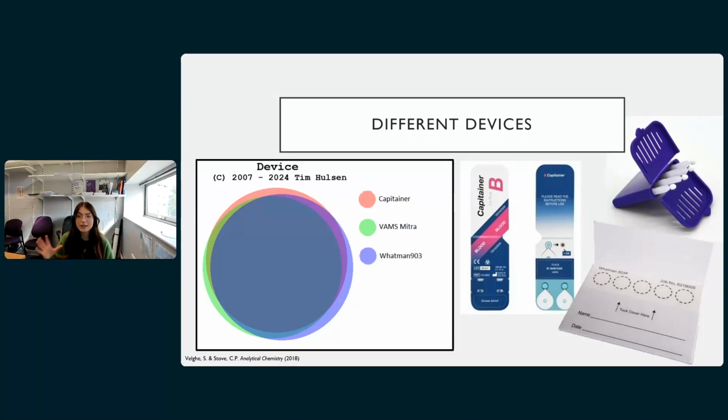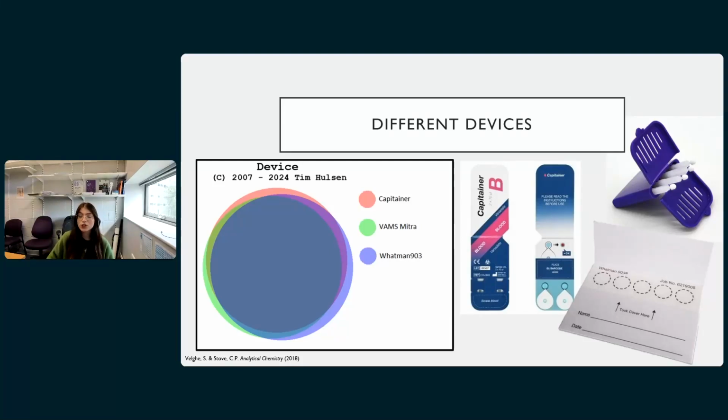So I decided to compare the Whatman 903 being the most commonly used standard filter paper used with two of the biggest dry blood spot devices named in the field, the Capitainer B10s and the Neoteryx VAMS micro devices. Now, again, as I mentioned previously, I used 10 microliters across the board. And I actually found that there was very minimal difference, as you can see by the Venn diagram on the screen, between the identified proteomes using any of the devices. There was minimal difference in protein identifications. I think the largest difference in IDs was 23.